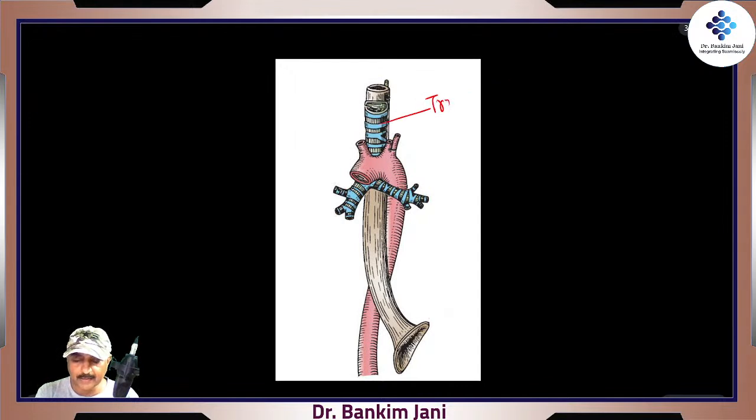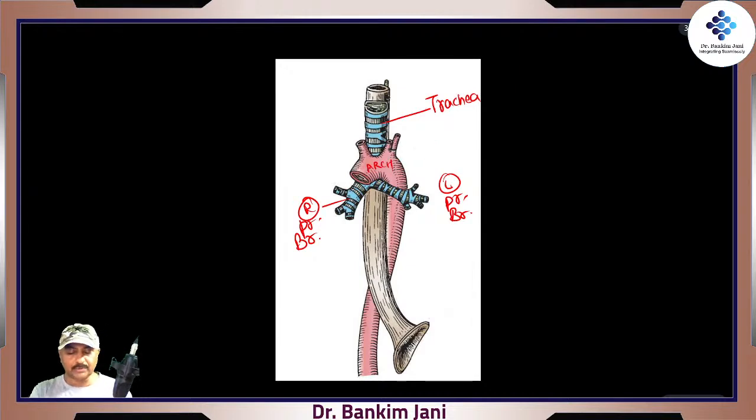That's trachea, right? Will not pick it haphazardly. So trachea, and this trachea is getting divided into right and left principal bronchus. So principal bronchus. The arch of aorta, so that's the arch. And when that is the arch, you know about all these structures.